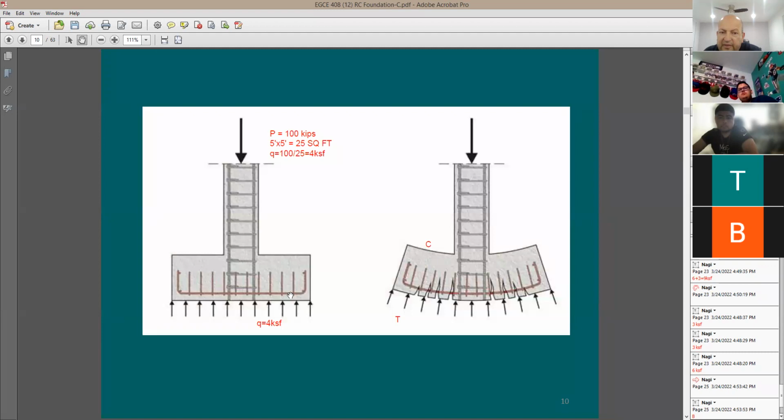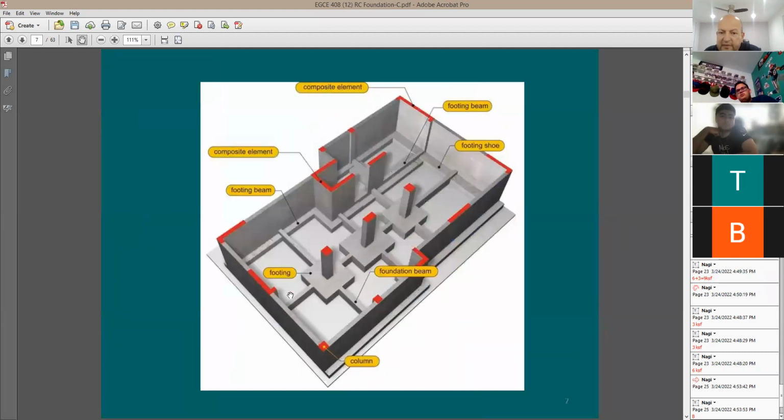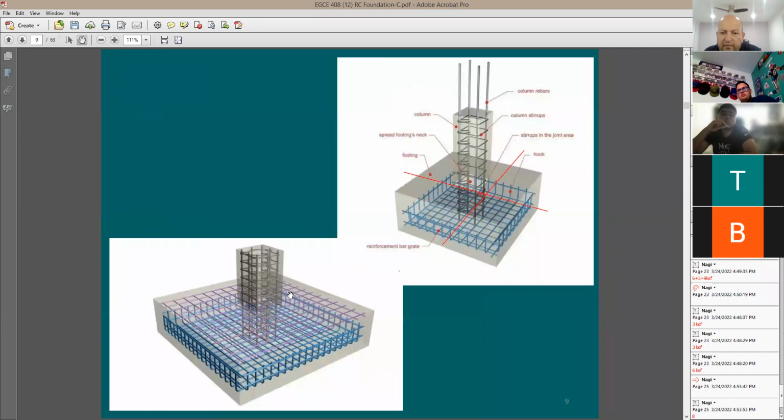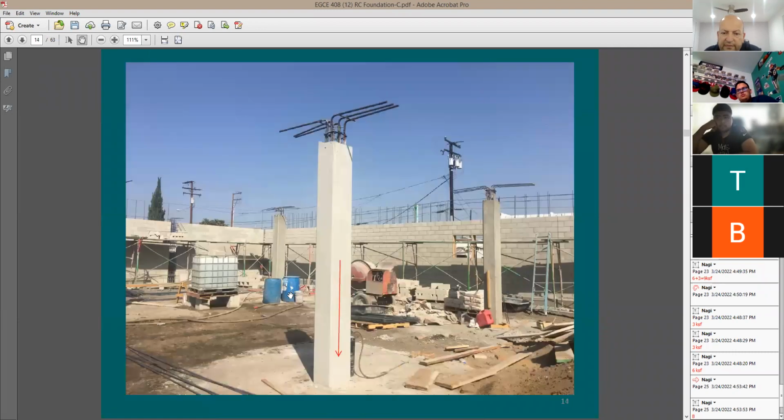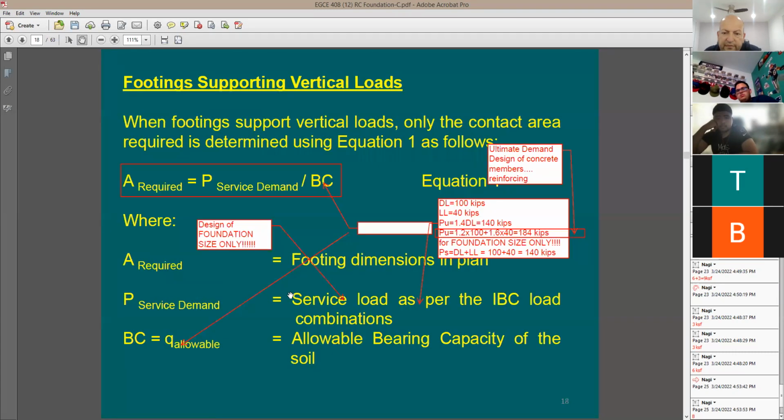I'm going to be talking here about 2 demands, which is right here. I have something called service demand and ultimate demand. I use the service demand to do what? To design the foundation size only, meaning length by width. So in your case, you need to find out dead load, add it to live load, divide by the soil bearing pressure, 3000 PSF, which is 3 KSF, and come up with the footing size. It's going to be a square footing in your case.